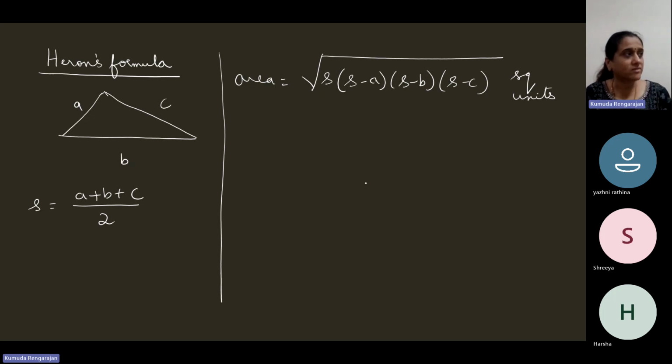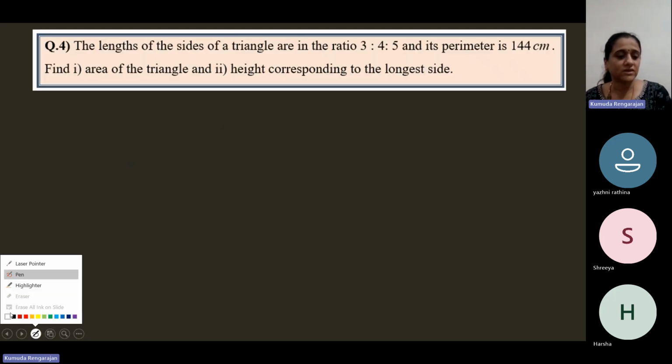For that, you need to first find the semi-perimeter, which is the sum of the three sides divided by 2. Divided by 2, not divided by half. Divided by half means into 2. So find the semi-perimeter, and the formula is square root of S into S minus one side, into S minus the second side, into S minus the third side. All right, that's it. So let's take up a question.